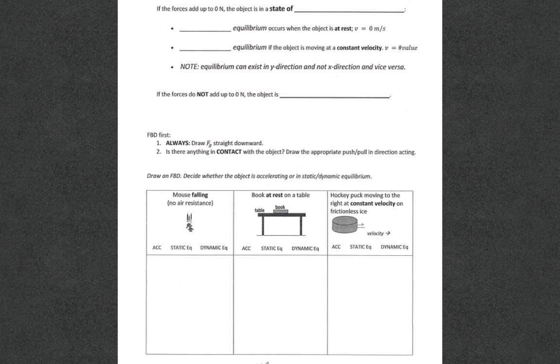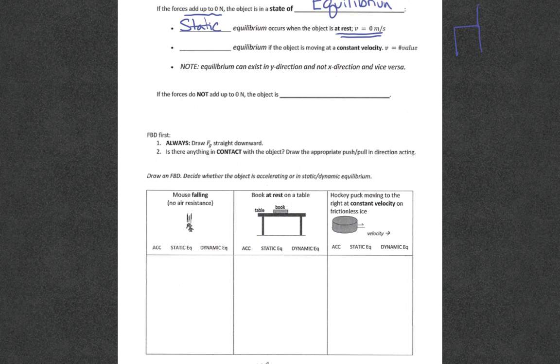Okay, so let's examine the next page, and that's going to specialize in equilibrium. If the sum of the forces adds up to 0, you are in a state of equilibrium. But there's actually two kinds. You can be at a static equilibrium. So what kind of objects are at static equilibrium? Well, it occurs when the sum of the forces is 0 and your velocity is 0.